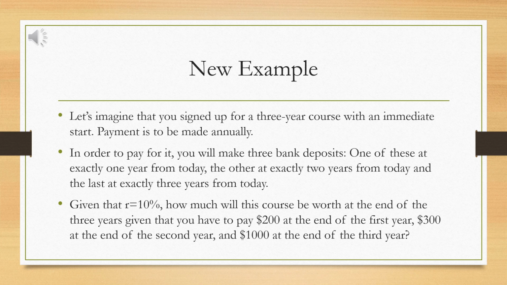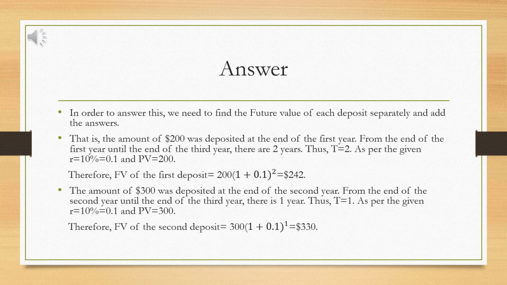Given that R is 10%, how much will this course be worth at the end of the 3 years, given that you have to pay $200 at the end of the first year, $300 at the end of the second year, and $1,000 at the end of the third year? In order to answer this, we need to find the future value of each deposit separately and add the answers.